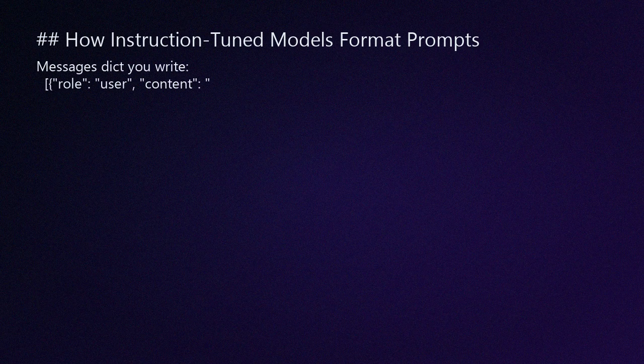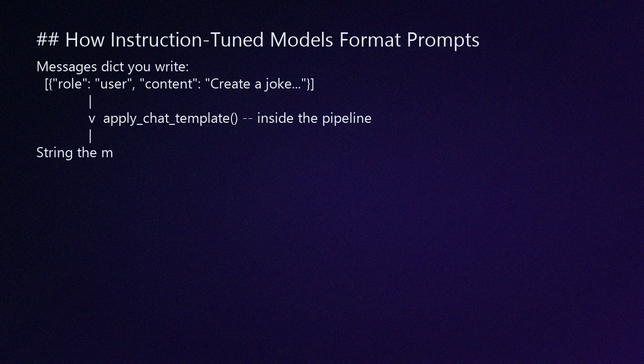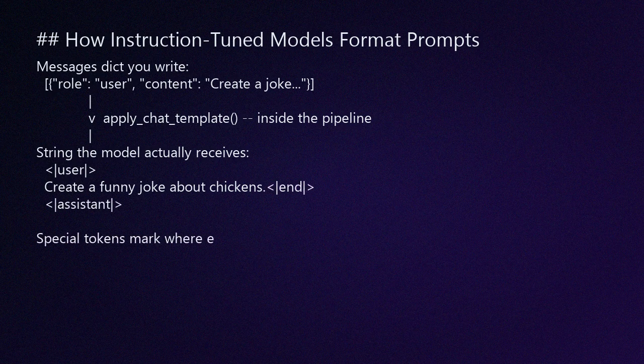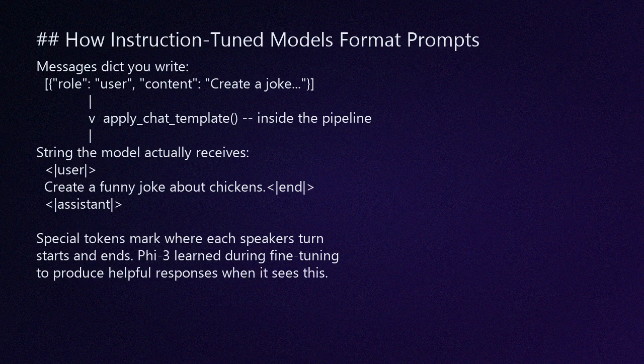GPT-2 takes plain text. But instruction-tuned models like Phi-3, Llama, and Mistral use a structured messages format, a list of dictionaries with role and content fields. When you pass that messages list to a Hugging Face pipeline, it does not reach the model as a Python dictionary. The pipeline internally converts it into a single formatted string with special tokens the model was trained to recognize.